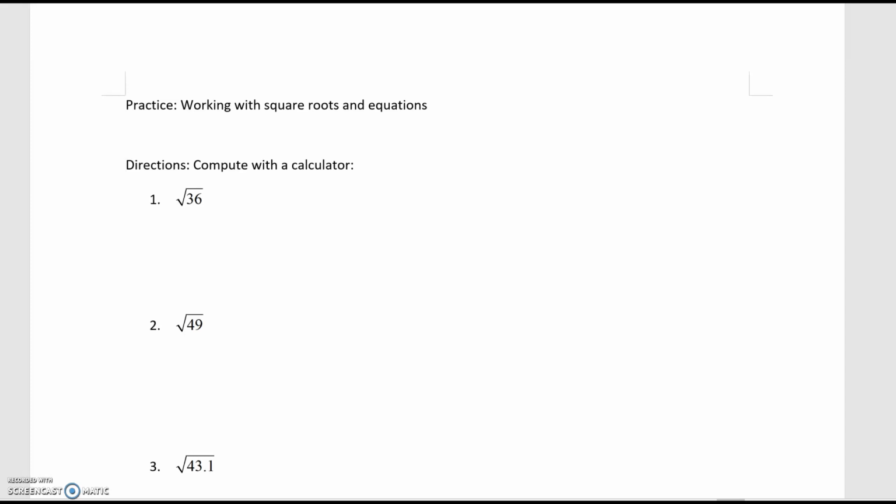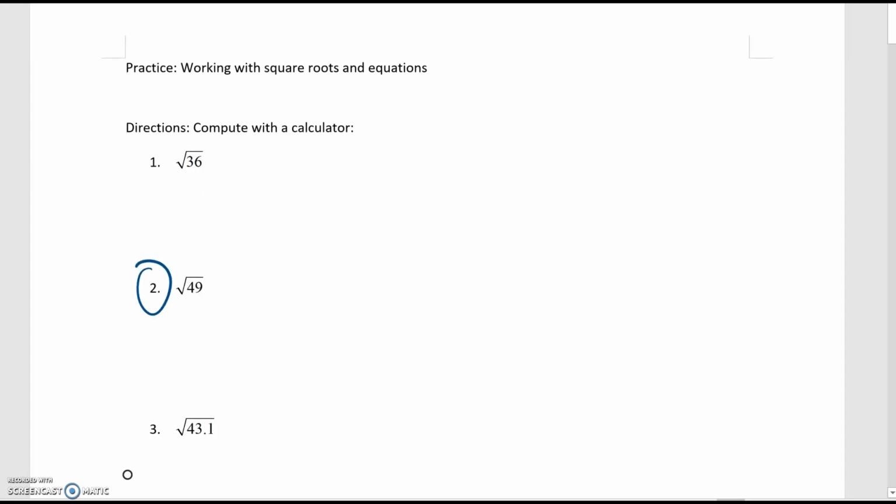All right, let's do a few of these. So let's start with number 2. The question says square root of 49. Now, you don't need a calculator for this one because you just ask yourself, what times itself gives you 49? So we know 7 times 7 is 49. So the answer is 7.